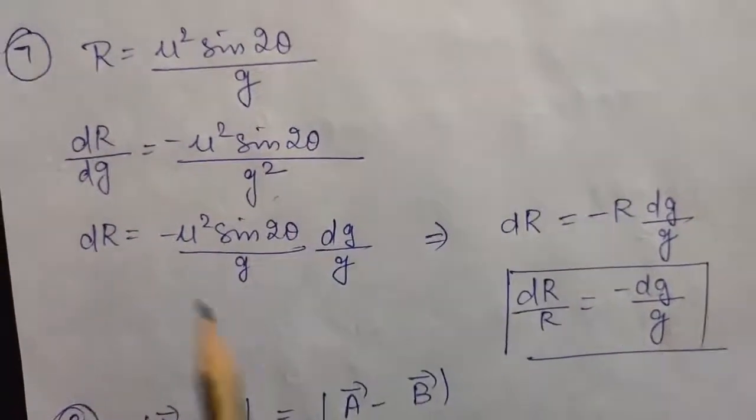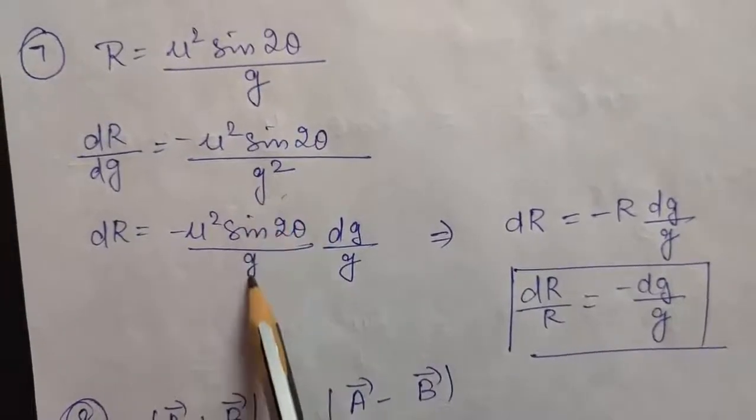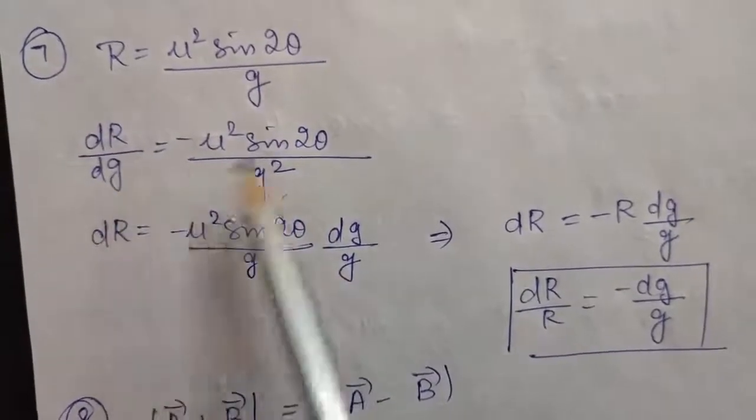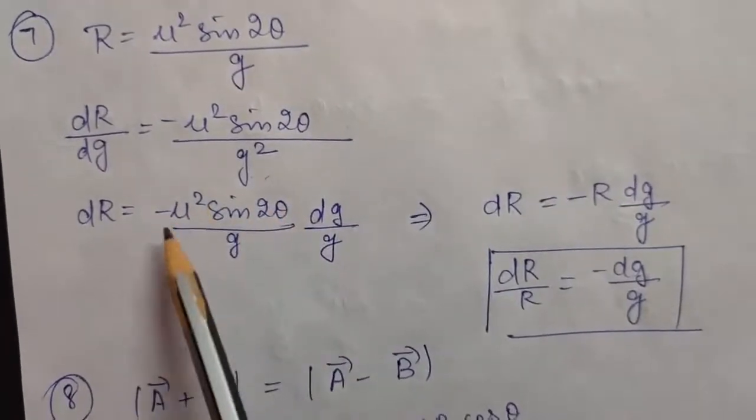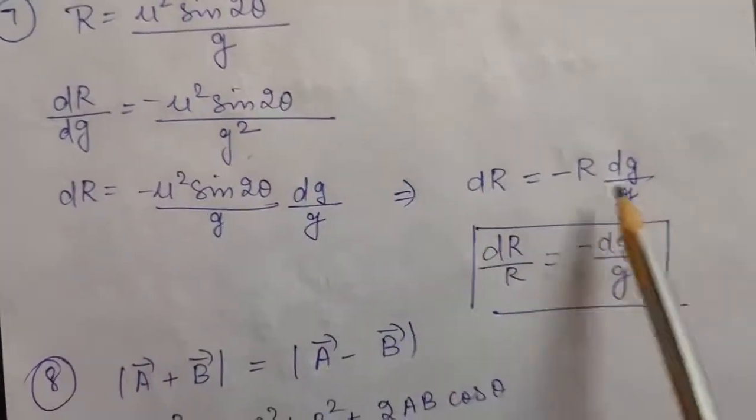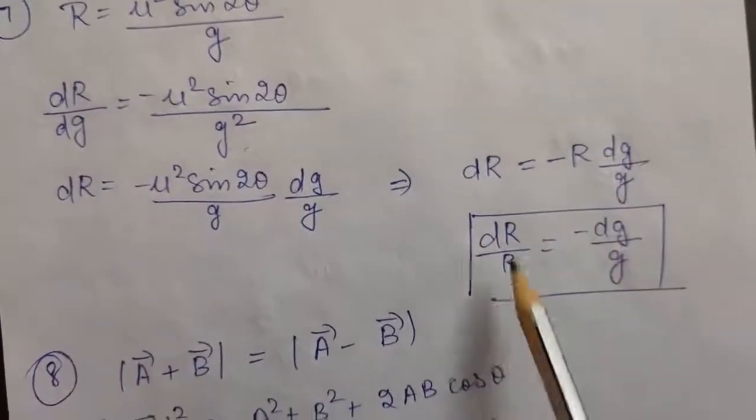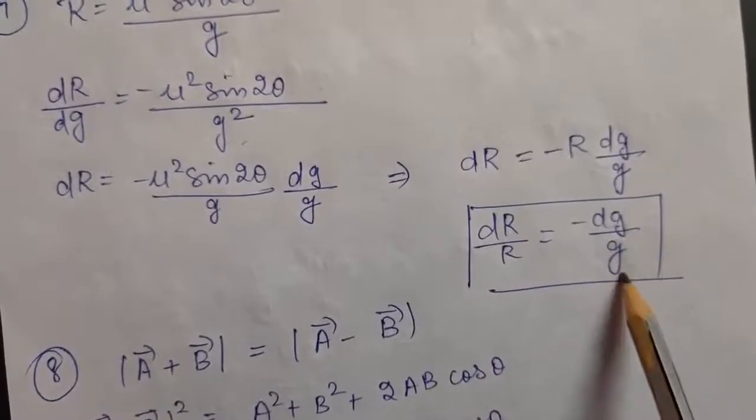Okay. Now if you clearly look at this, this is g square. So let us write it as g and let us take dg to this side. So it will become this. Now this part is nothing but r. So dr will be equal to minus r dg by g, or you can say dr by r will be equal to minus dg by g.